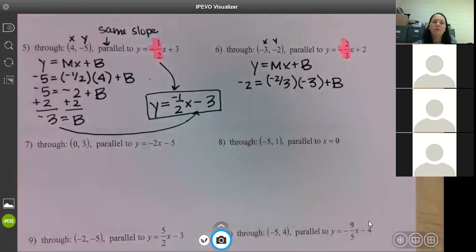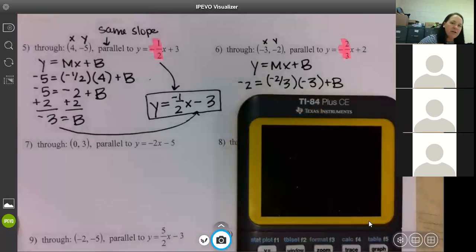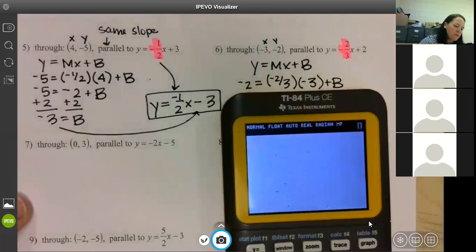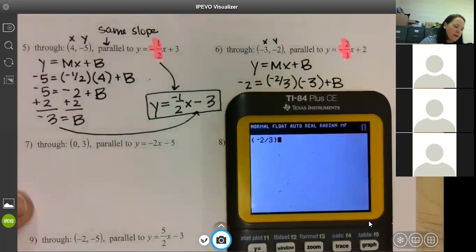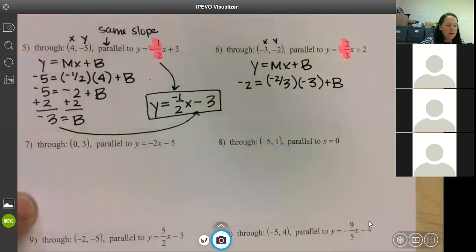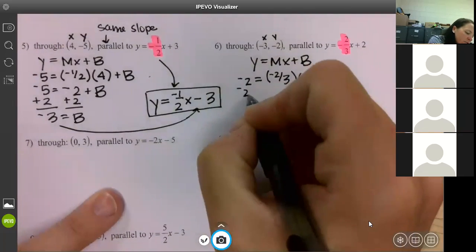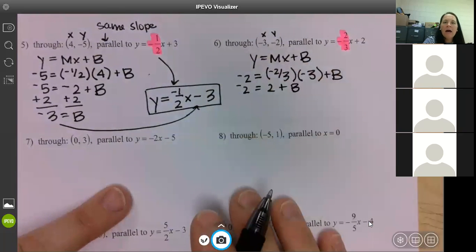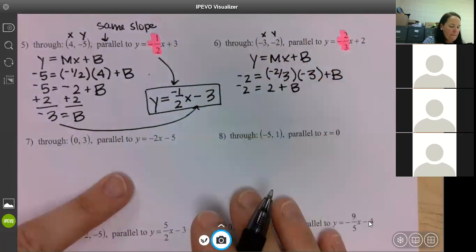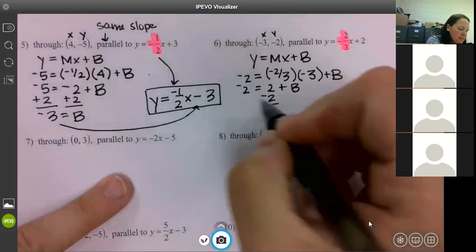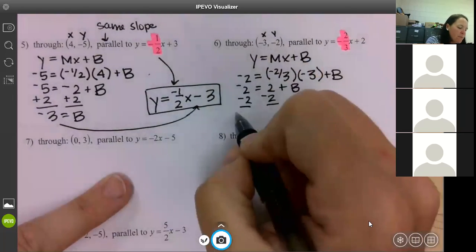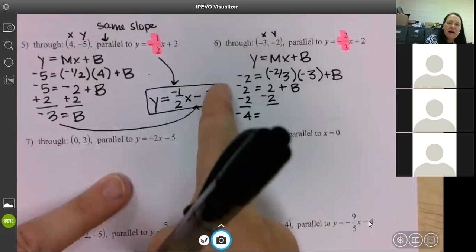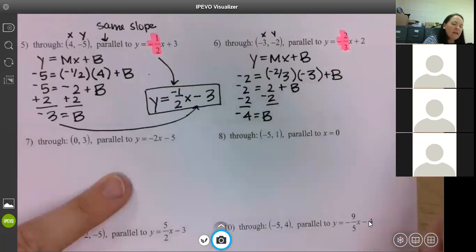Guys, you can do this multiplication in your calculator. So parenthesis, -2 divide 3, close your parenthesis, open another one, and hit enter. You get 2. You can use your calculators, I don't mind. So we get -2 equals 2 plus b. How do we solve for b? Subtract 2. We've been doing that since day 1, so you guys should be good with that. And I get -4, watch those signs. -4 equals b.